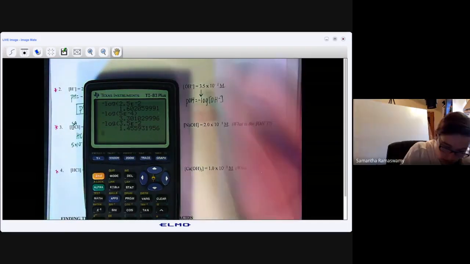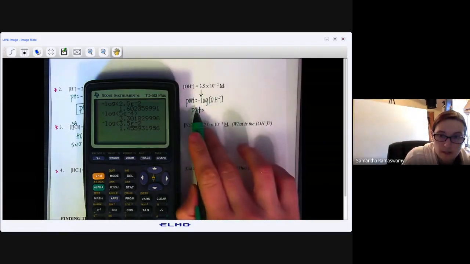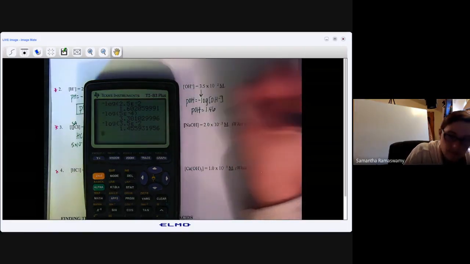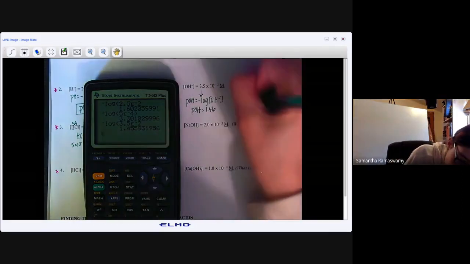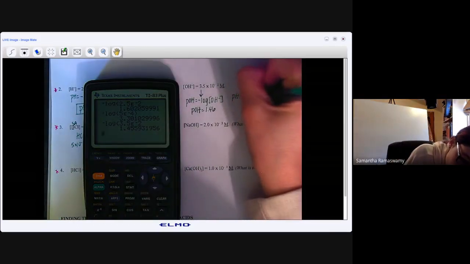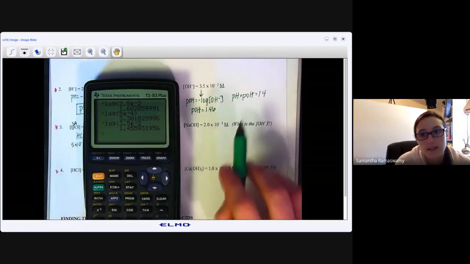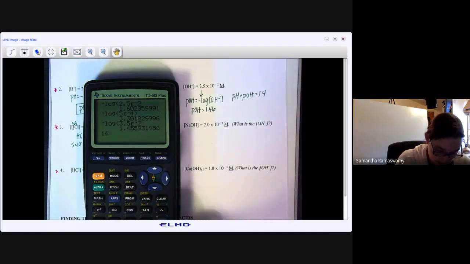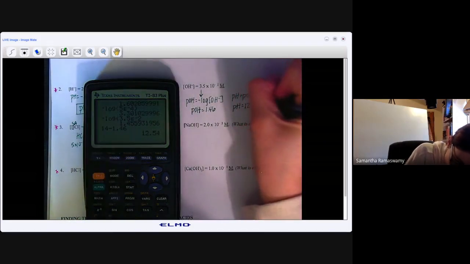So the POH, notice how I'm labeling everything over here. Label what you're finding, is 1.46. That's the POH. Well, then remember that pH plus POH is 14. You have this equation on your equation sheet. So 14 minus 1.46. The pH is 12.54.